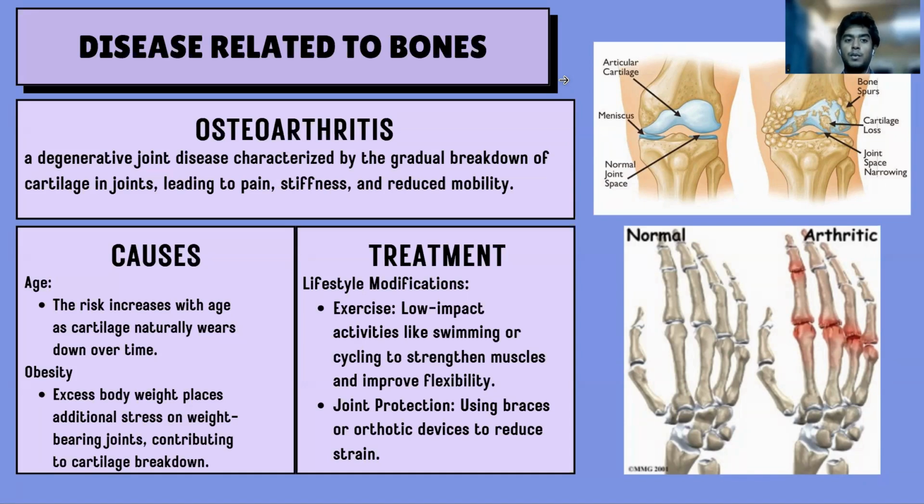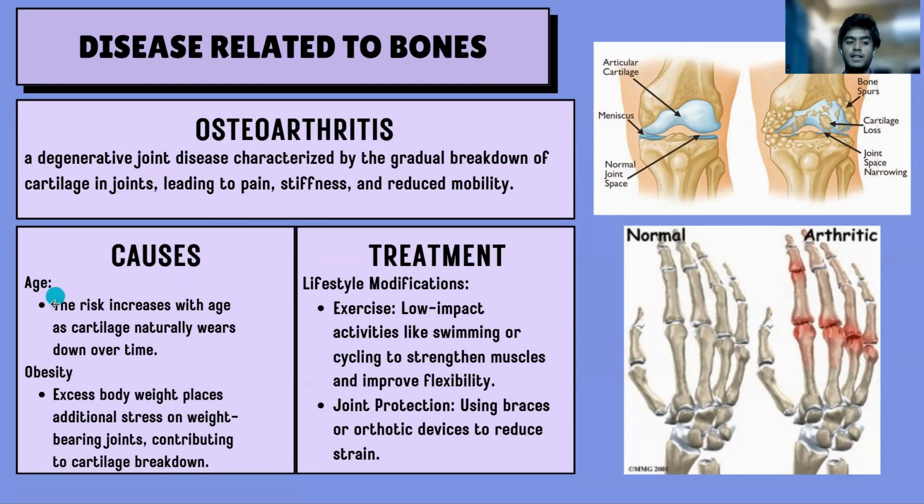So first of all, we have osteoarthritis, which is a degenerative joint disease characterized by the gradual breakdown of cartilage in joints, leading to pain, stiffness, and reduced mobility. So look at the picture here. This is an example of a healthy knee joint. And here is an example of a person who is experiencing osteoarthritis. There is cartilage loss. So what are the causes of osteoarthritis?